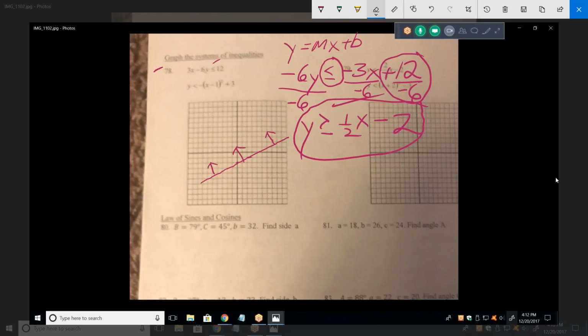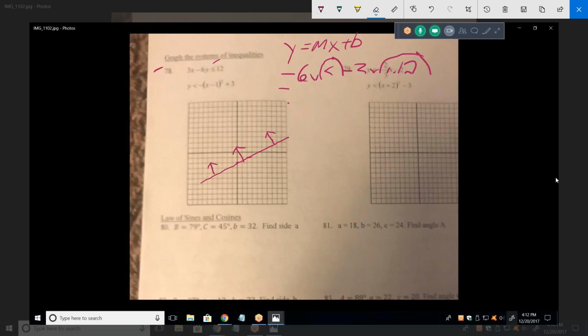Okay, now the second one is a quadratic, not linear. Where's the vertex? It's in perfect vertex format. Where's the vertex? Minus 1 and positive 3. Does that say x minus 1? Yeah. Then it's at positive 1. Okay. Positive 3.